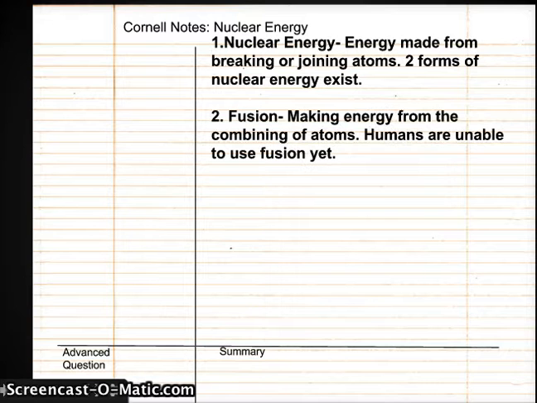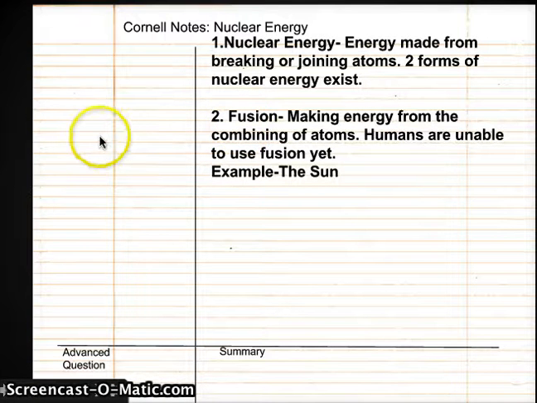Fusion. Fusion is one form of nuclear energy, when energy is made by combining atoms. Currently, humans do not have the technology to do fusion yet. The only place we have seen fusion is the sun. The sun is the only place that makes fusion. Go ahead and copy this down and then make up a question for two.